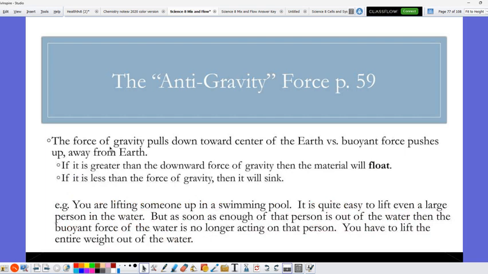And buoyancy pushes up, so we call it the anti-gravity force. Okay, and I already talked about this on the last page. That's why it's easier to lift someone up in a swimming pool, because the water is helping push that person up. But if you then try to carry them out of the pool, that buoyant force is no longer there, and then you have to lift the entire weight of that person.